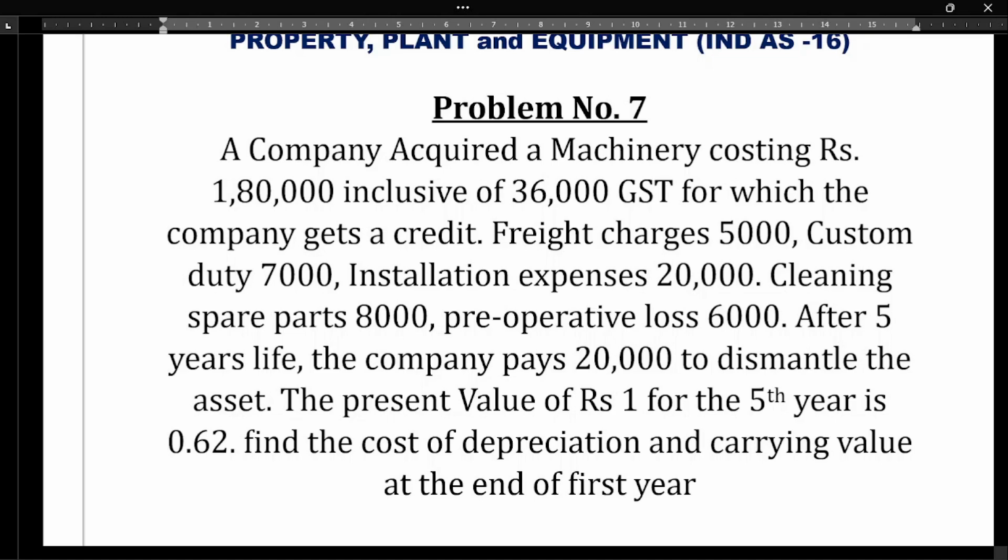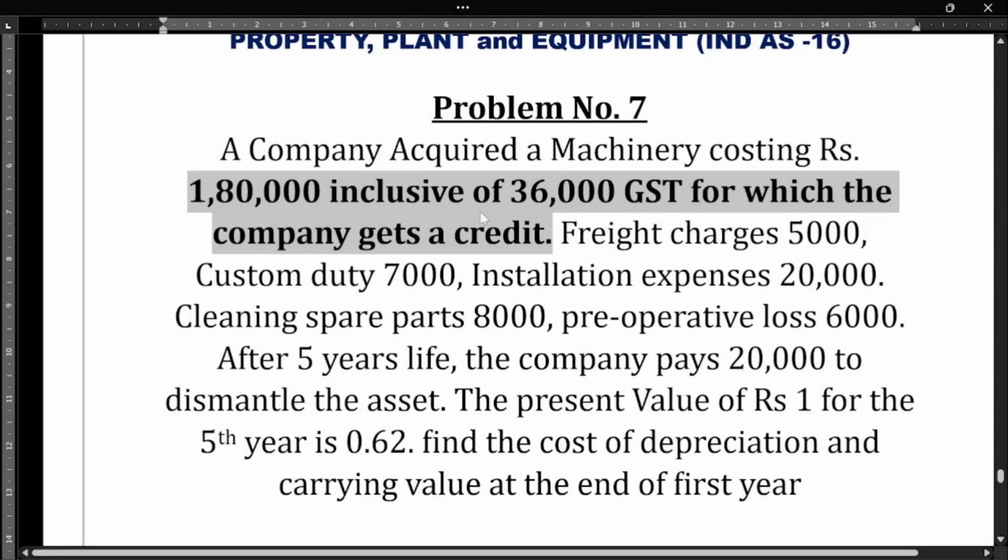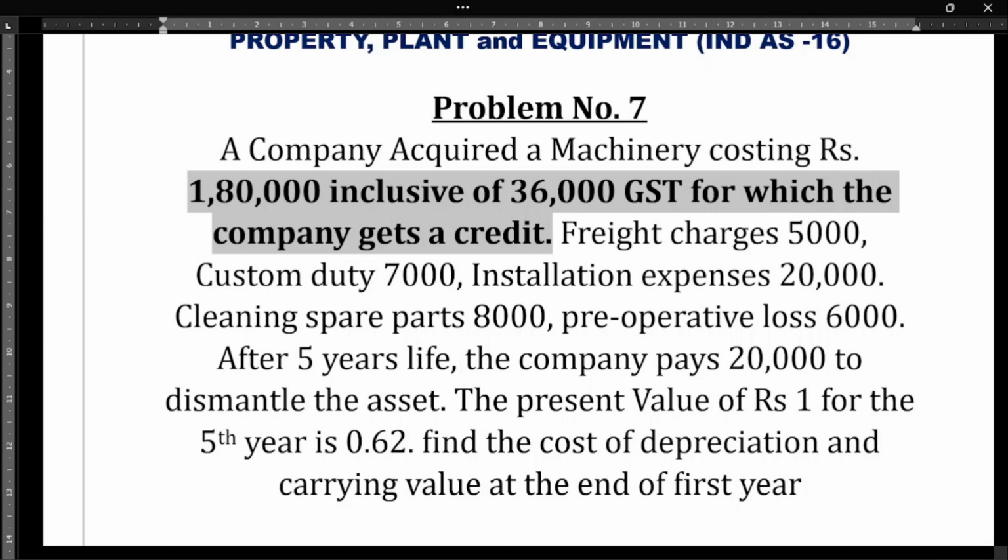A company acquired a machinery costing rupees 1,80,000. So 1,80,000 is a purchase price inclusive of 36,000 GST for which the company gets a credit. That 36,000 is the GST the company has paid, and for that the company is getting a credit, which means it is a refundable GST.